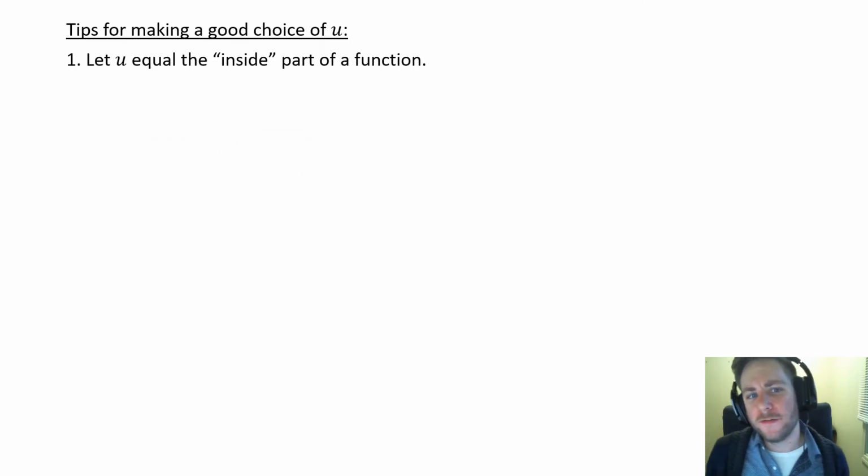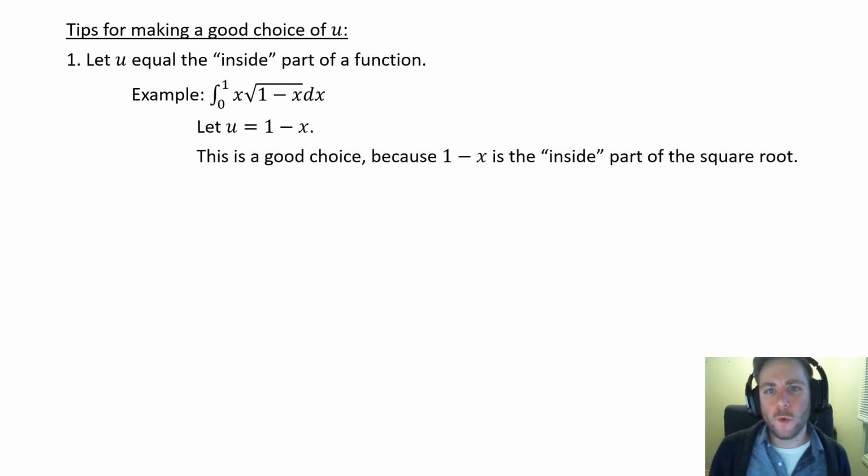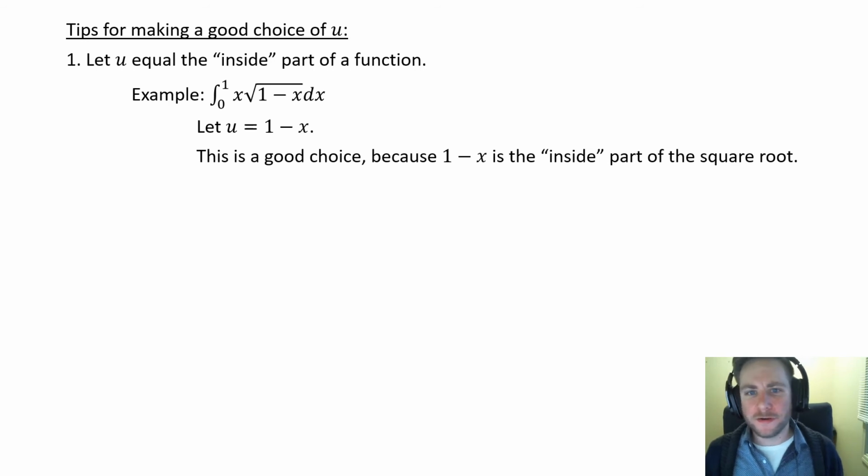So for example, if you reflect back on the problem we just worked on, the correct choice was to let u equal 1 minus x. And the reason that turned out to be a good choice is because 1 minus x was the inside part of the square root. I should be clear that letting u equal the inside part isn't something that will necessarily always work, but it's something that's at least worth thinking about whenever you see functions inside of functions like this.